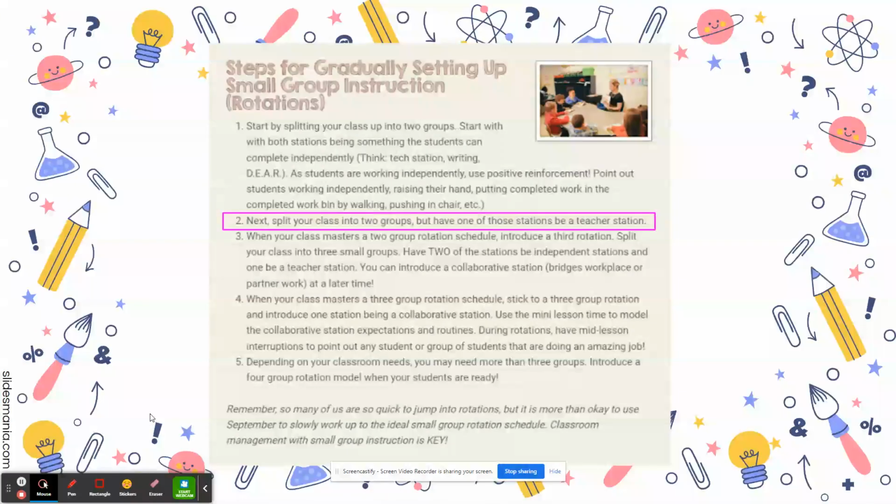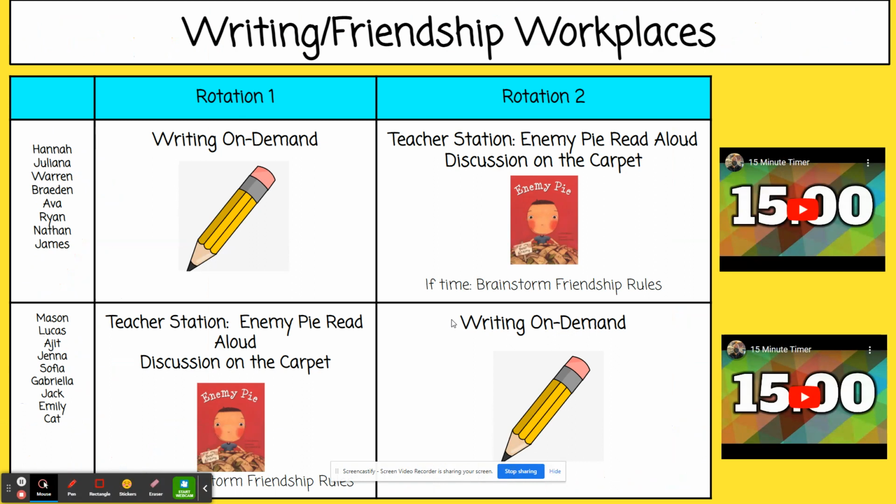After your students master that, you are going to split your class into 2 groups, but have one of those stations now be a teacher station. You can have a writing on demand, that writing pre-assessment that we all have to do, as one of the rotations. And then the other rotation can be the teacher station. Perhaps it's a friendship lesson in the beginning of the year on the carpet.